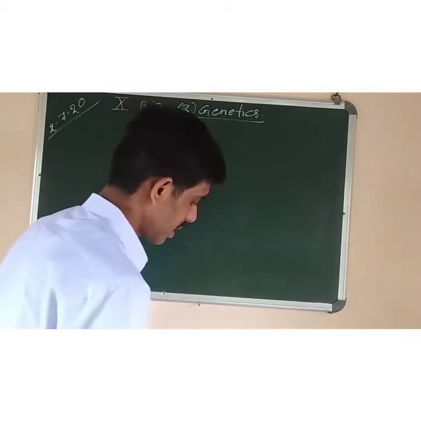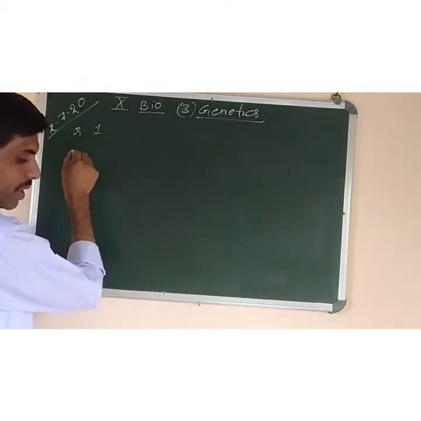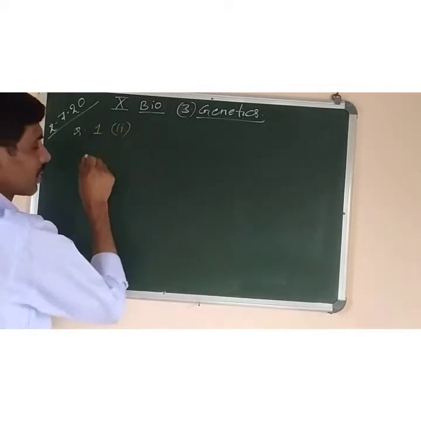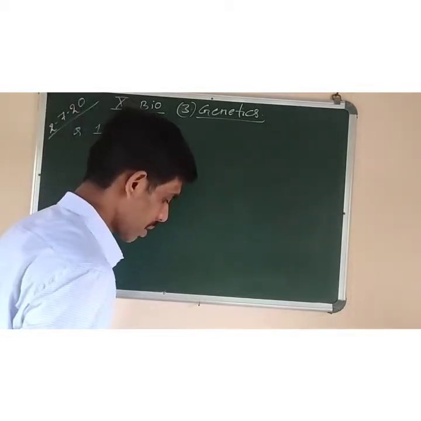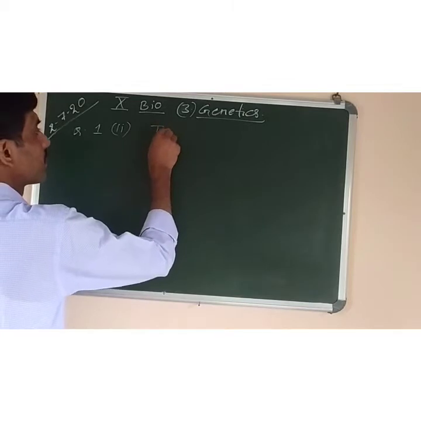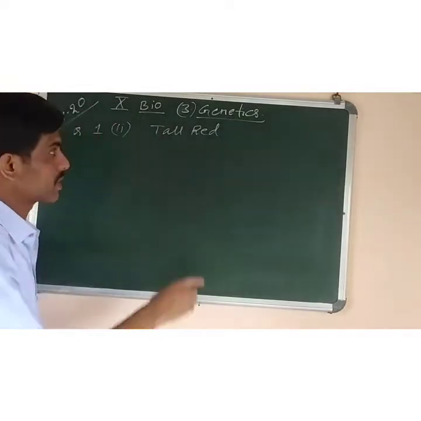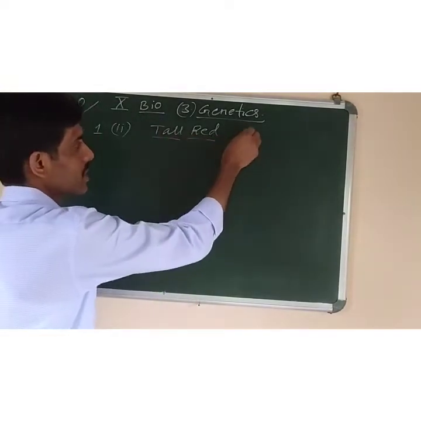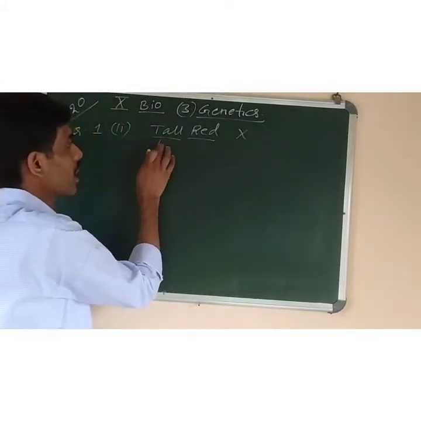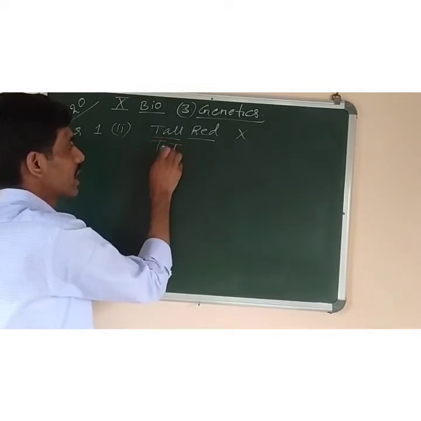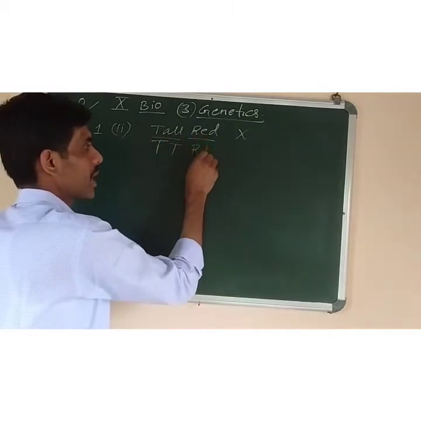Now what I have to start with is question number 2, in which a cross has been shown. A homozygous tall plant is crossed, tall and bearing red flowers. So this one, a tall plant with red flowers, is crossed with a plant. Homozygous means both of them are capital T only. That is similar type of alleles are present. Red means here also we can write capital R, capital R.